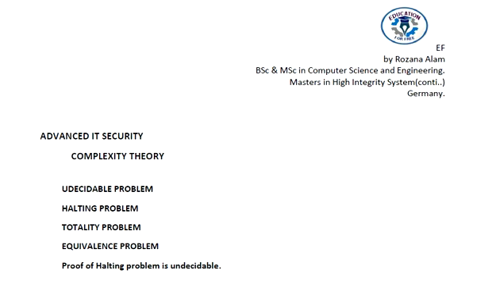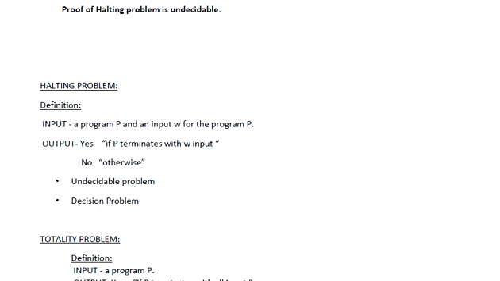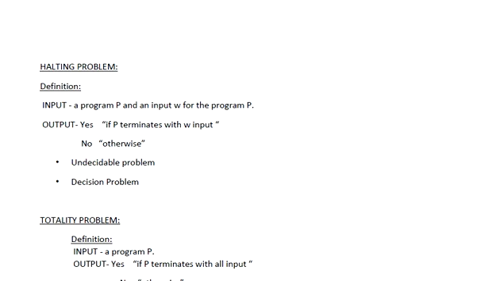So let's see. We know that the halting problem is undecidable, meaning there is no algorithm that can solve the halting problem. How can the halting problem be defined? It can be defined as an input of program P and an input W for the program P, where the output is yes if P terminates with W input, no otherwise.